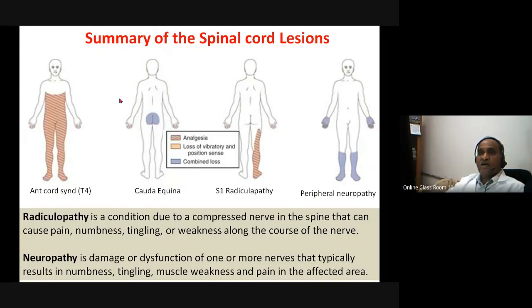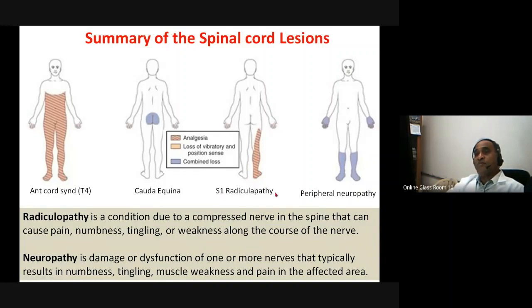Then we have this anterior cord syndrome. What is this anterior cord syndrome? That would produce the motor paralysis of both the limbs. You can just see that these are the segments, and there may be a loss of the pain and the thermal sensation. That's the anterior cord syndrome. Now, cauda equina, you see the saddle type of anesthesia around the buttock. That is the cauda equina syndrome. There is a combined loss of the muscle as well as the sensation.